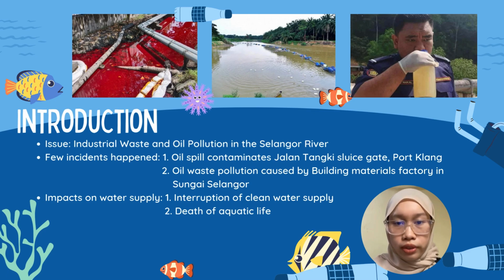In this video, we will discuss the water pollution issue, focusing on oil spill and industrial waste in the Selangor River. Several incidents related to this issue have been reported, including oil spill contamination at the Jalan Tangki Slice in Port Klang and oil waste pollution from a building material factory along Selangor River. These pollutants often enter the river due to poor waste management, leaking tanks or illegal discharge. Since the Selangor River is a key source of water supply for Selangor and Kuala Lumpur, any pollution incident can quickly lead to major disruption and environmental damage.